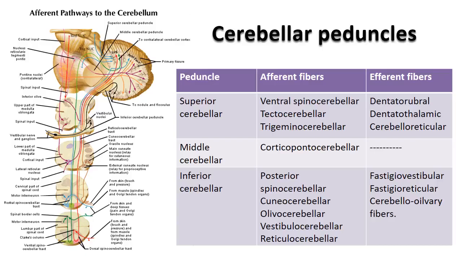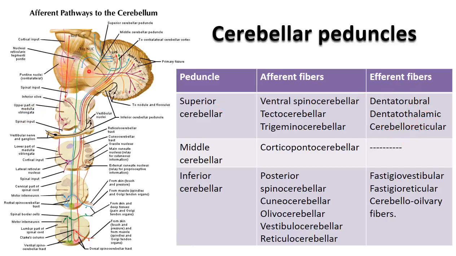I'll summarize all the fibers entering the superior cerebellar peduncle. This is your superior cerebellar peduncle. The ventral spinocerebellar tract, which we have seen, then the trigeminal nucleus is present here, so trigeminocerebellar, and the tectum of the midbrain, so tectocerebellar fibers all enter. The efferents coming out of the superior cerebellar peduncles are dentatorubral, dentatothalamic and reticular, so to the reticular formation.